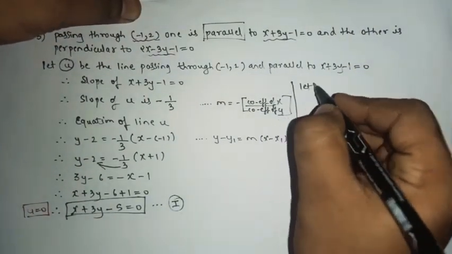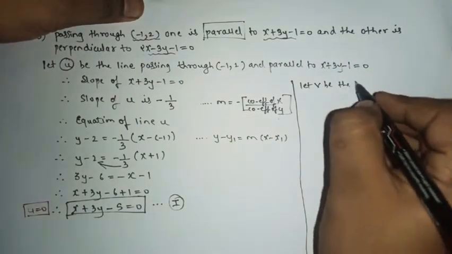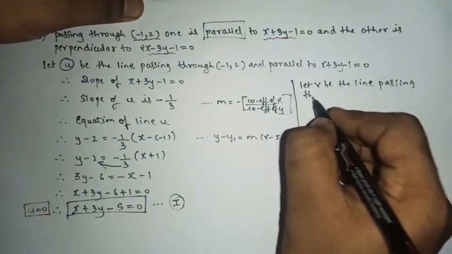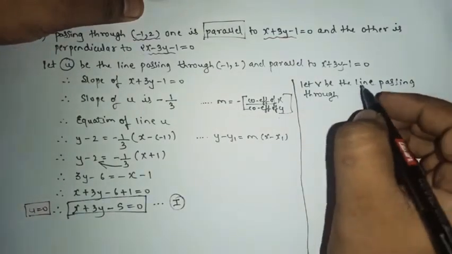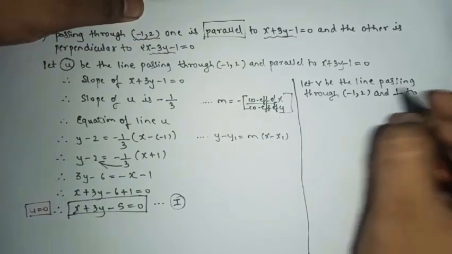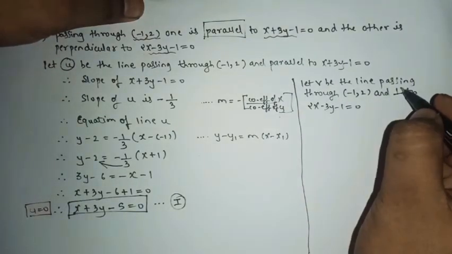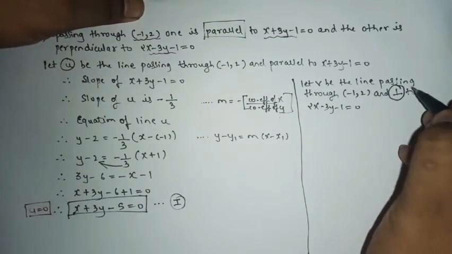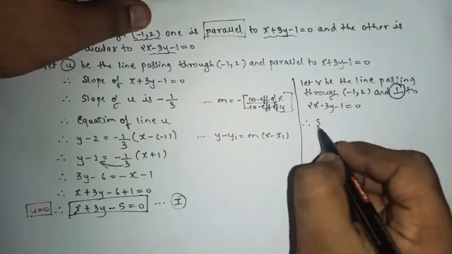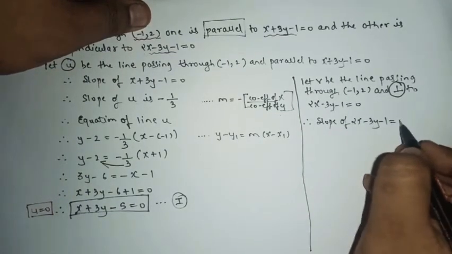Same step you will write, let, instead of u, now we'll take v be the line passing through minus 1 comma 2 and perpendicular to what? 2x minus 3y minus 1 equals to 0. Now focus on the word, it is perpendicular. Got the point? Okay, so now first find the slope of this line. Slope of 2x minus 3y minus 1 equals to 0.